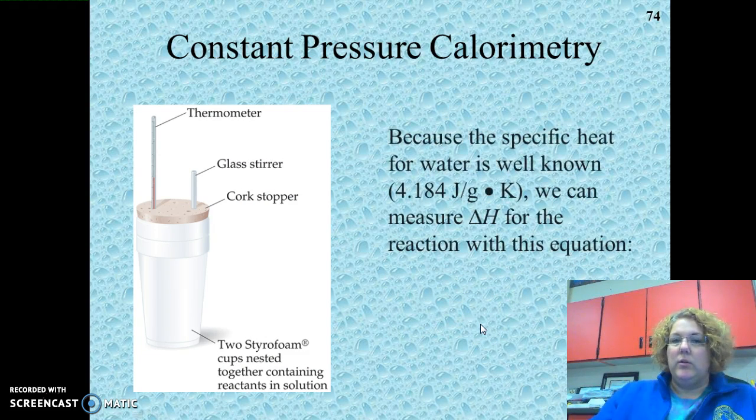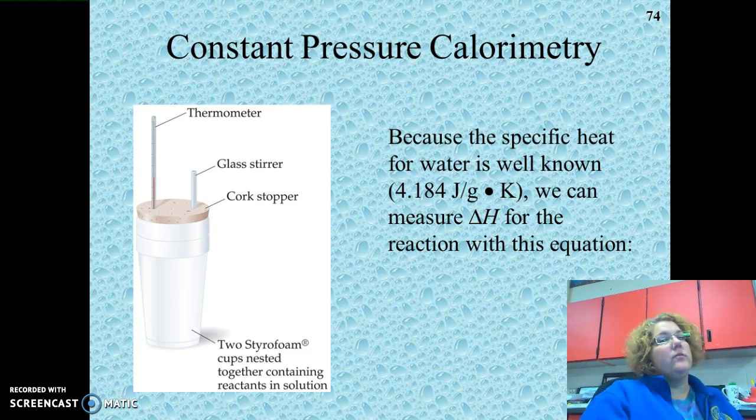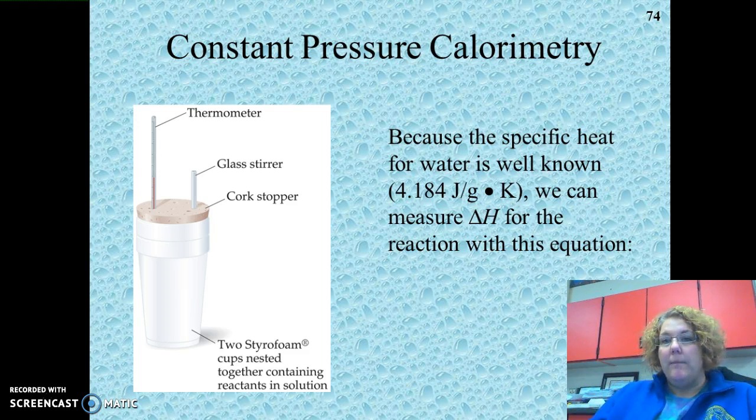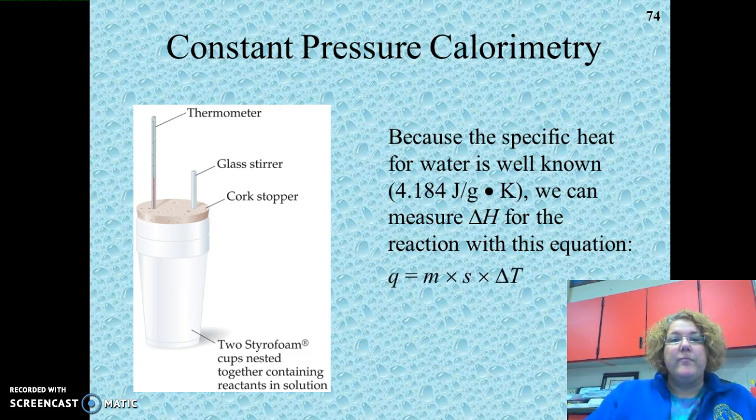Alright, so constant pressure calorimetry requires us to measure our system indirectly by measuring its surroundings, which in this case would be the water. And we know the specific heat of water is 4.184 or 4.186. I've seen it both ways. I just usually use 4.184. We can measure the delta H simply by doing q equals m c delta T for the water.